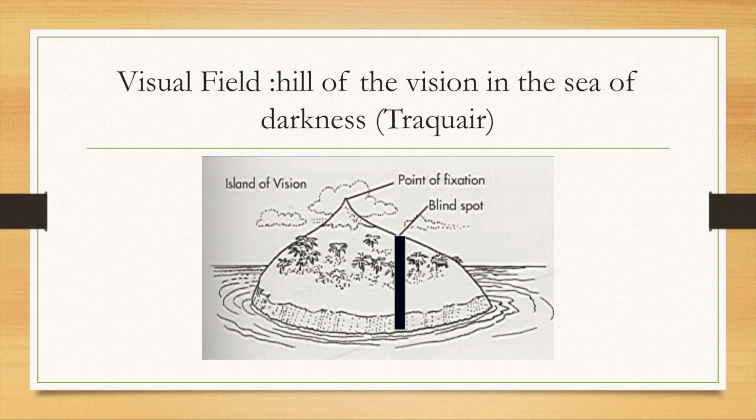Back to the definition as defined by Traquair, the simple definition of the visual field is an island of vision in a sea of darkness. You can imagine this is the island of vision, and this is the area where you can see, and it is surrounded by the sea. The area surrounding this island of vision is the black sea, and only your vision is within this island of vision.